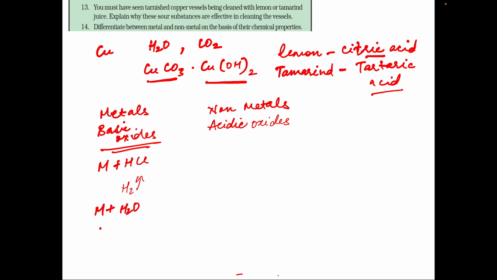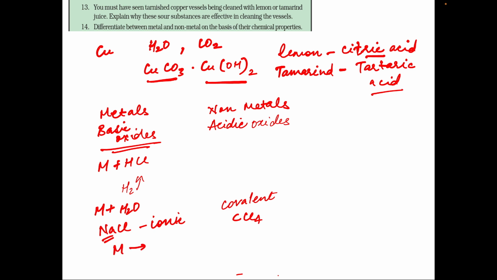Next is, metals usually form ionic compounds. For example, sodium chloride. Sodium is the metal. It reacts with chlorine to form sodium chloride, and this is an ionic compound. Whereas non-metals form covalent compounds. For example, carbon tetrachloride. This is a covalent compound.